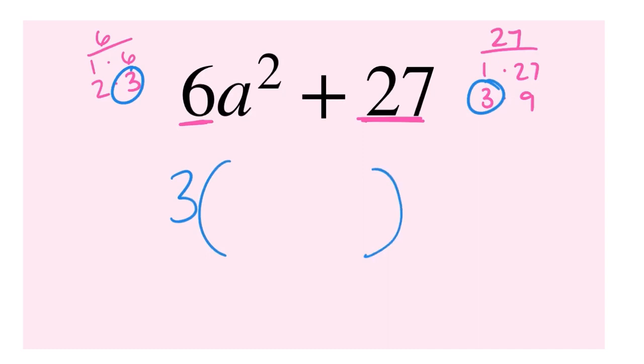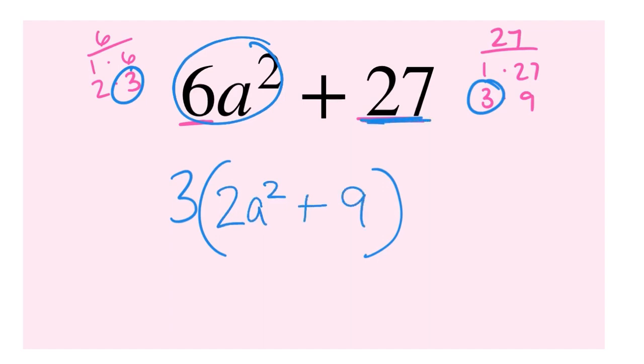Okay, so now let's divide each term by 3. If I divide this by 3, we would have 2a squared left over, and 27 divided by 3 is 9, so plus 9.